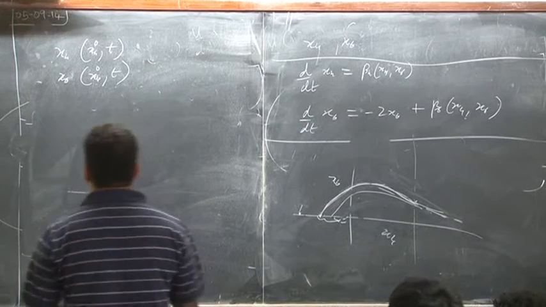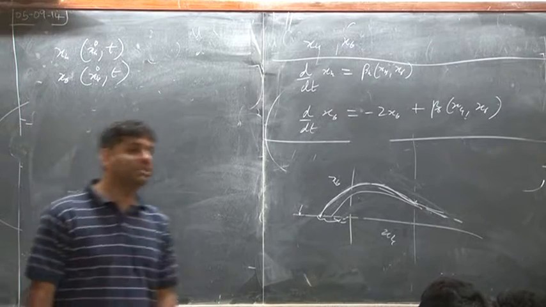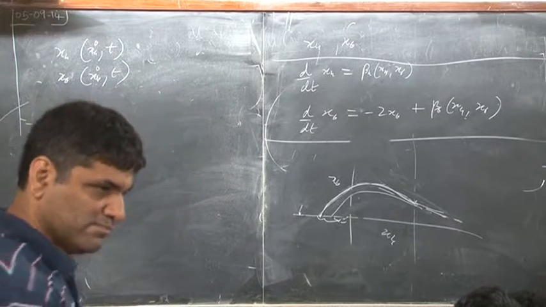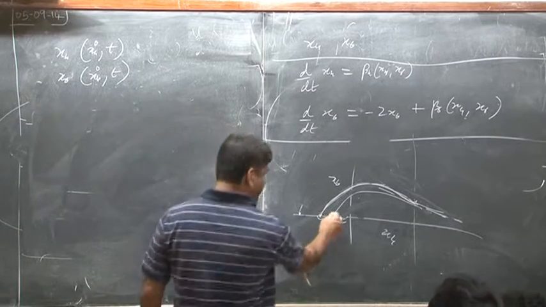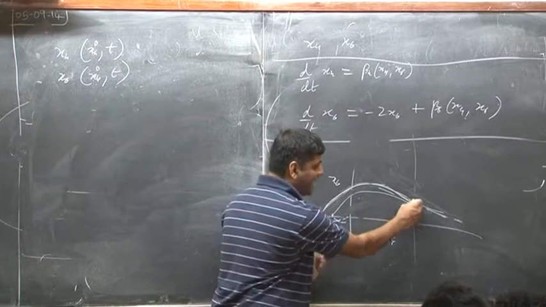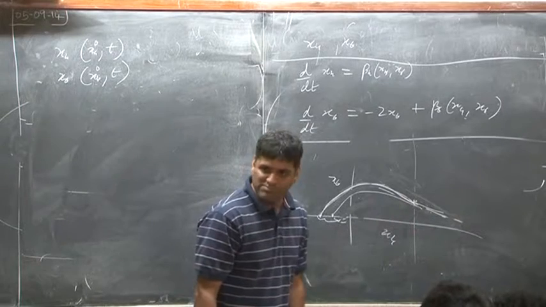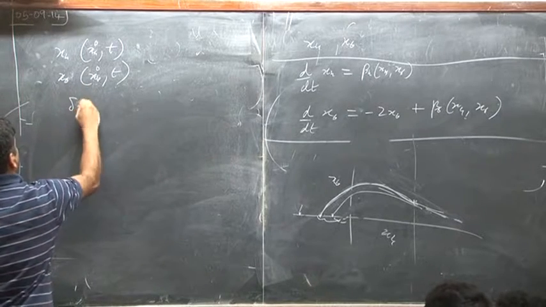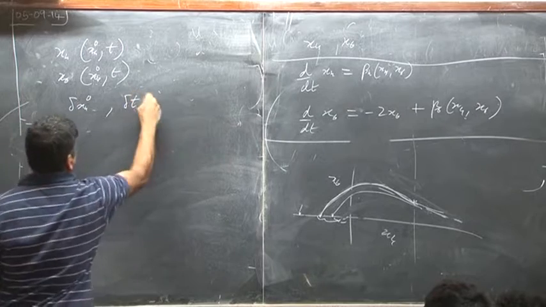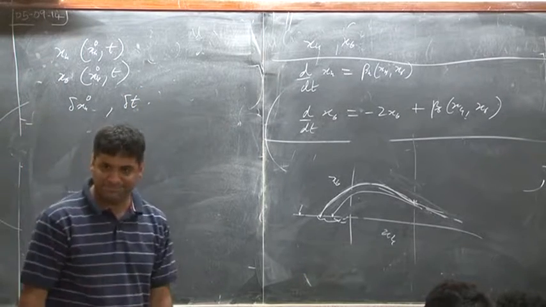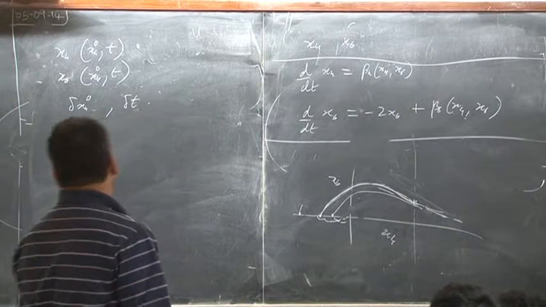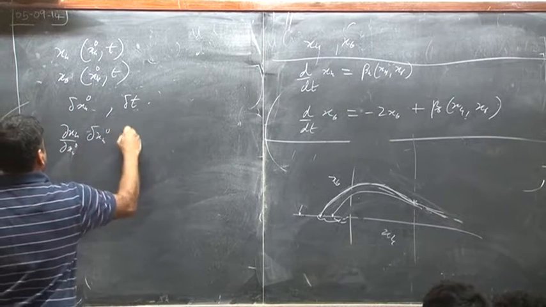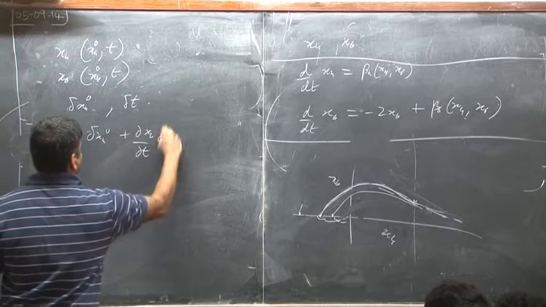Now, what I want to do is to make a variation. I want to vary both t and x4 naught in a way that does not change x4 at t. Okay? So I want to move to a different curve, that's this one, but also to a different time so that x4 stays the same. Okay? So I want to choose some delta x4 naught and delta t to ensure that this x4 doesn't change. Okay? That of course is achieved if we choose del x4 by del x4 naught, delta x4 naught, plus del x4 by del t, delta t is equal to 0.